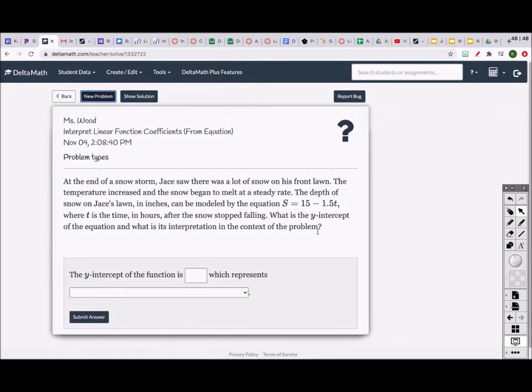Let's do two more. So again, this particular problem starts at 15 and it goes down 1.5 per t, which t is time in hours. So this one is snow and how much it's melting. It started at 15 and it goes down 1.5 inches every hour. So where did it start? Where did it begin? Which is the y-intercept. The y-intercept is always the b. It is 15, and that's what the height of the snow started at the end of the storm.